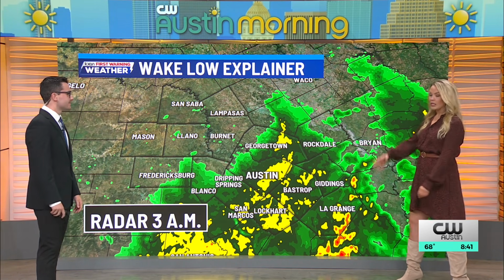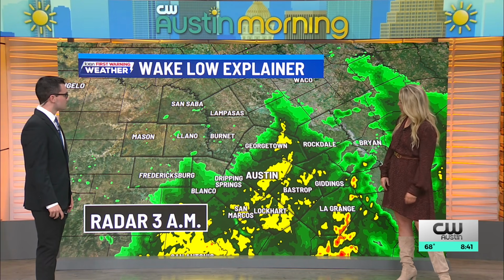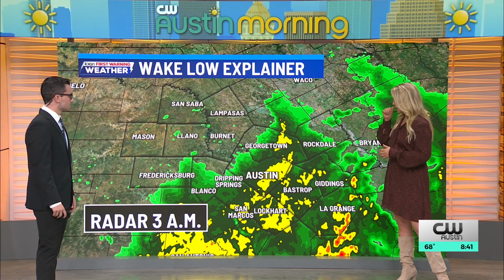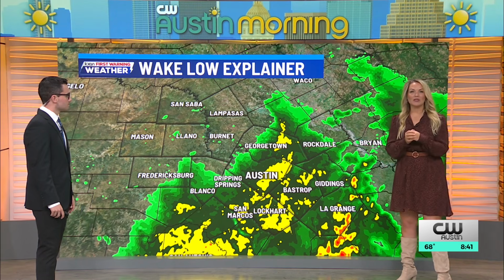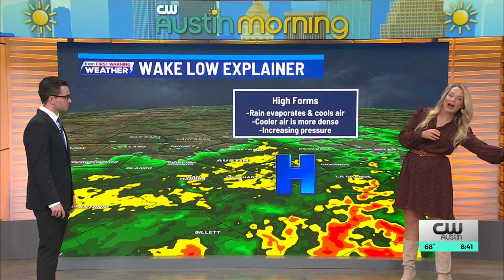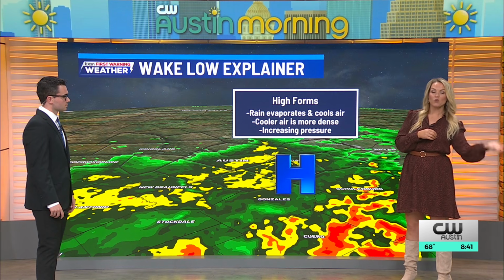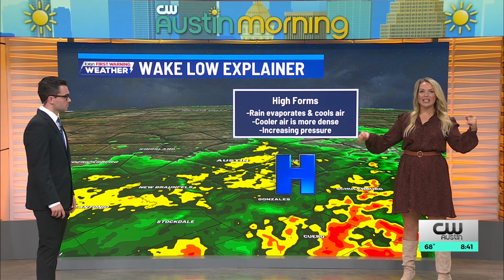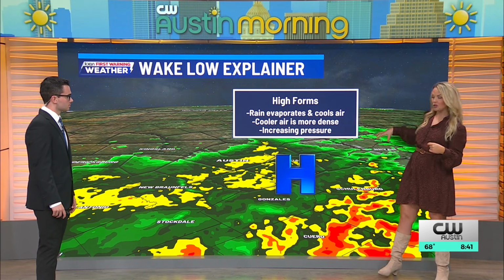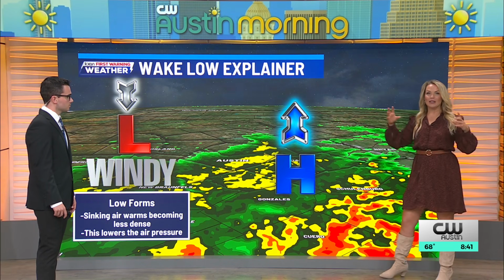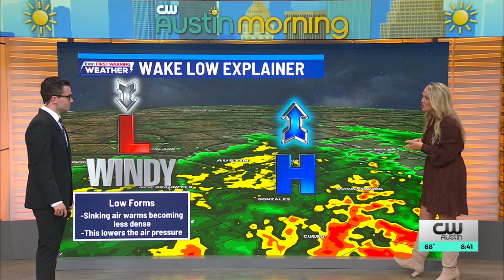Yeah, absolutely. This was our radar at 3 a.m. this morning, and you can see a lot of this kind of heavy on the eastern side of the viewing area. But what happens is we see sinking air on the backside of the complex of storms. That sinking air then warms significantly, and you get this pressure gradient between the high pressure over the storms and the low pressure that develops behind it. Now, the bigger the contrast, the stronger the winds between the two.